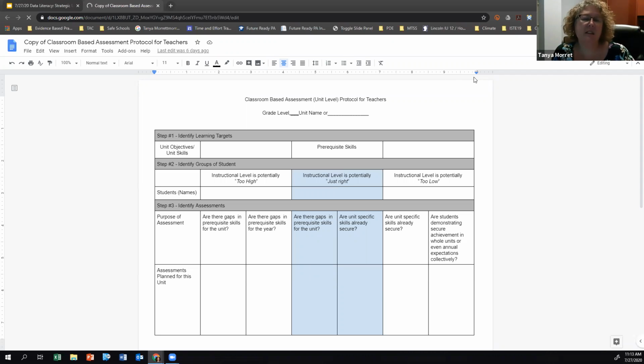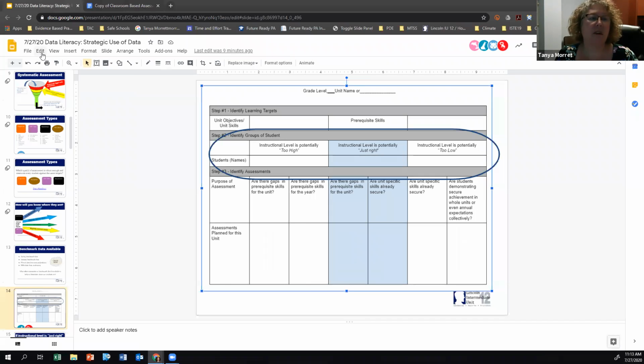What I've tried to do is step by step say, okay, you've done this, right? You've looked at the data you have in your system, now what? What are we saying to teachers? What are the next steps? What should we be thinking about? So I'm going to take you through this protocol as we go through the rest of the presentation.